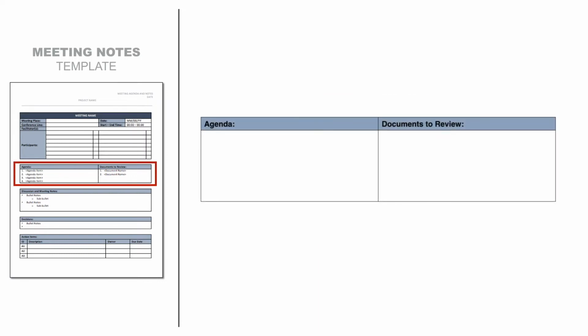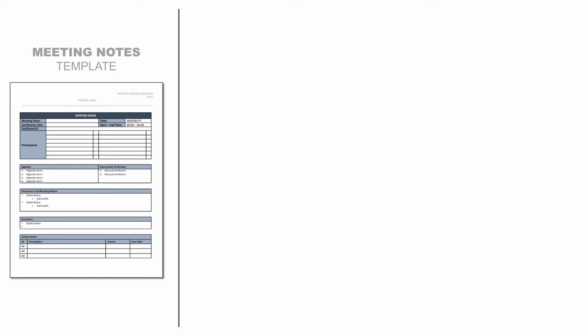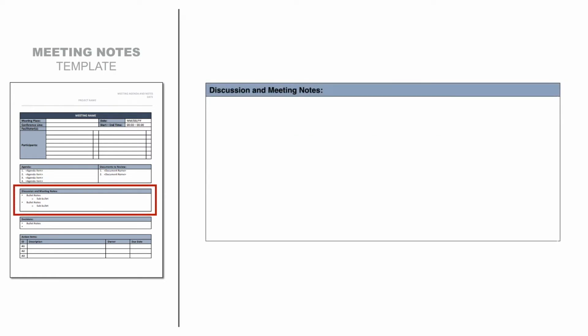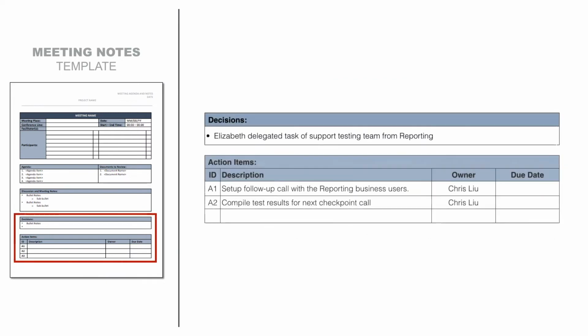Immediately after is the agenda. Every meeting must have a purpose, and it's outlined in this section. In this template, there's also a section to outline the additional documents that need to be reviewed before or during the meeting. From there, we move to the actual meeting notes. This is where you'll summarize the main points discussed. At the end is a place to highlight decisions and action items.